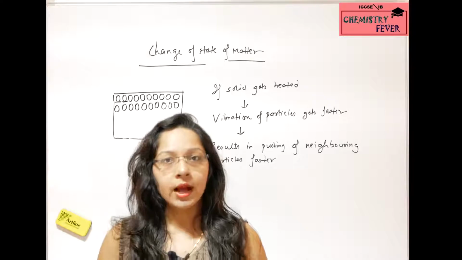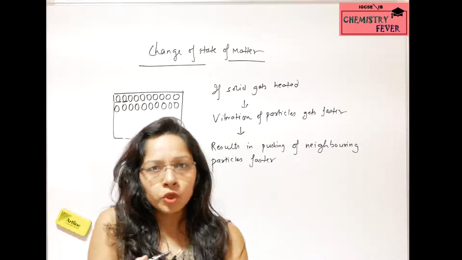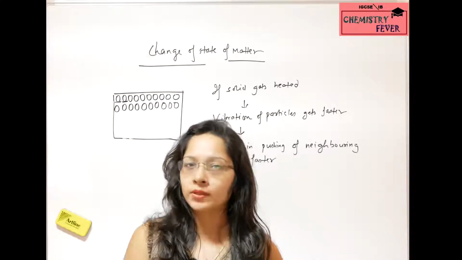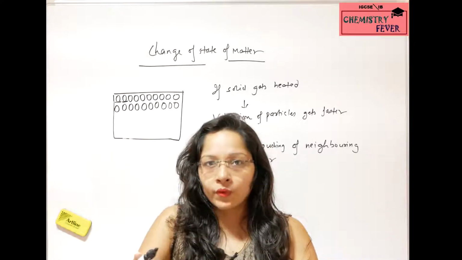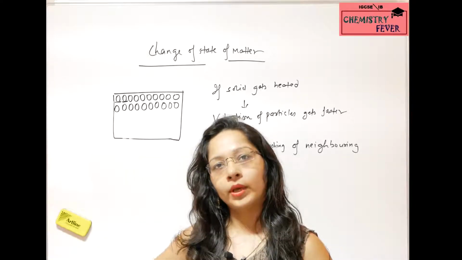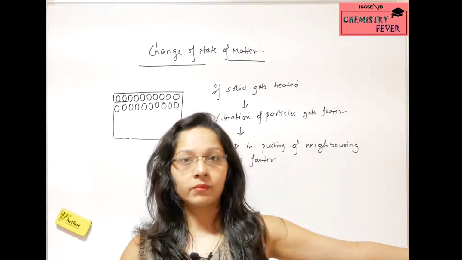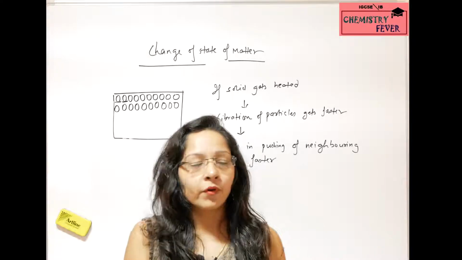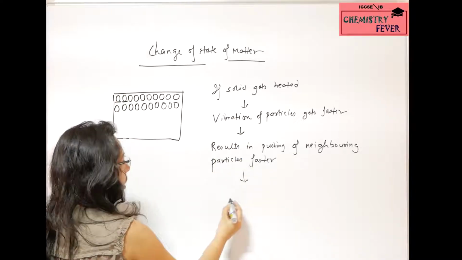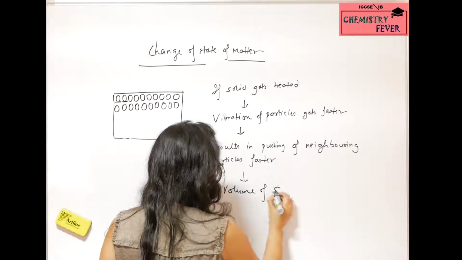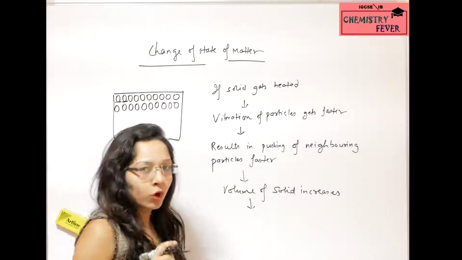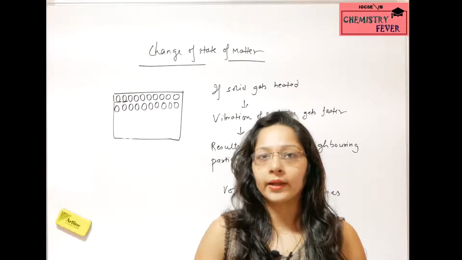When this happens, particles are pushing each other faster, so they slightly go away from each other, depending upon how much heat energy you are giving and the nature of the substance as well. Suppose I'm a particle, the particle next to me goes slightly away, and similarly the particle next to it will go away. If particles are slightly going away from each other, then the volume of the solid increases.